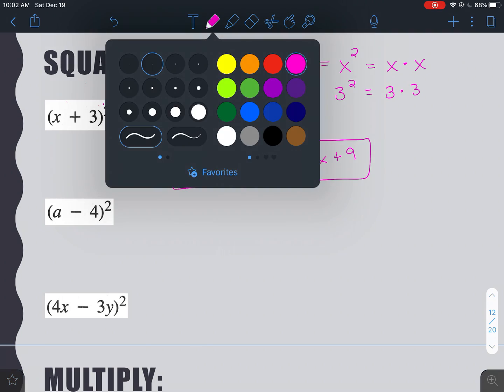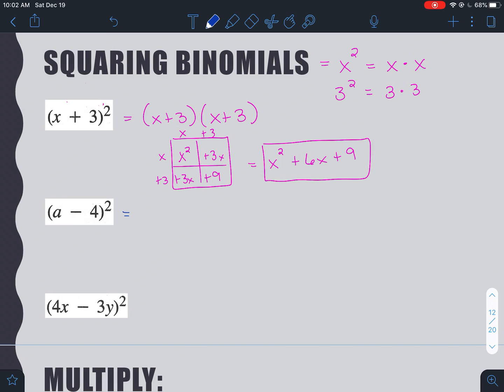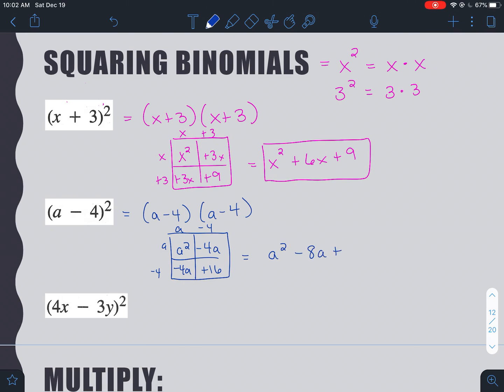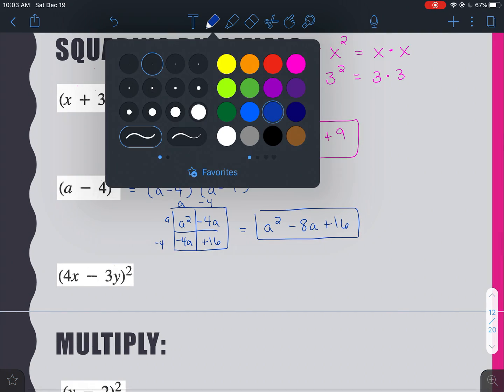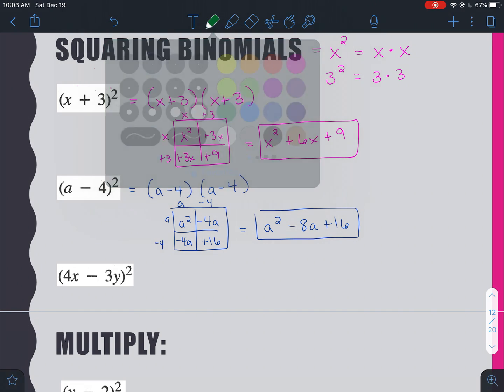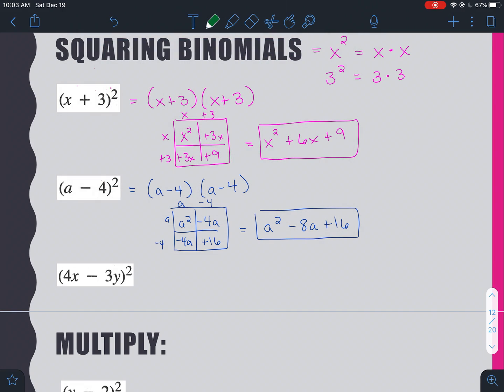So again, when you square a binomial, you're multiplying that binomial by itself. So this is going to be a minus 4, that whole thing squared, would be a minus 4 times a minus 4. And so if we used our box method, a minus 4, we would get a squared minus 4a minus 4a plus 16. Combining like terms, we would get a squared minus 8a plus 16. Next one.